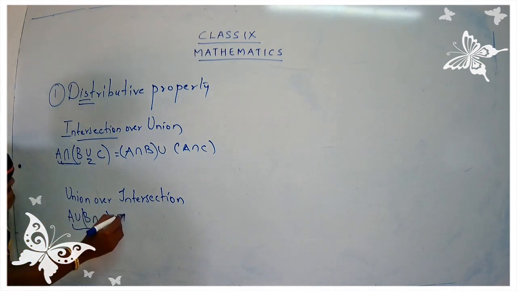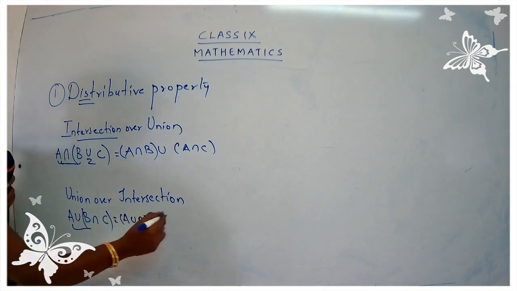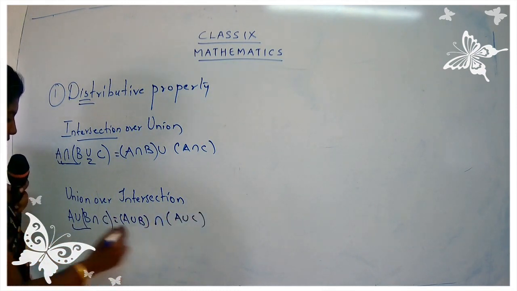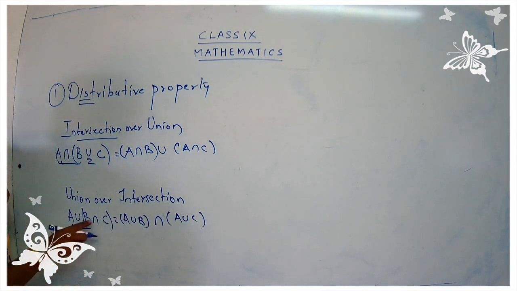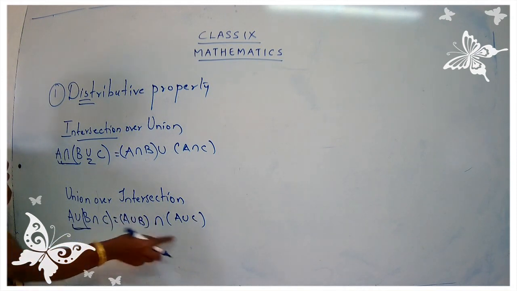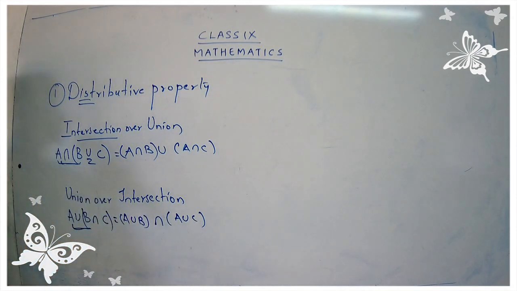You get here A union B, intersection A union C. It's very easy. A union B intersection A union C. So this is union over intersection. So this was the first property that we saw in the last class.